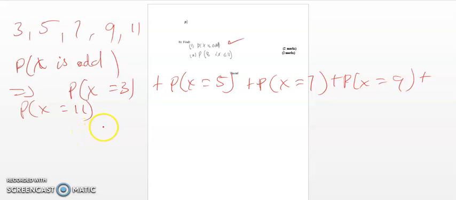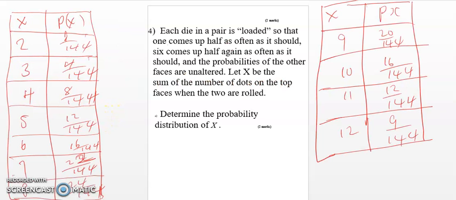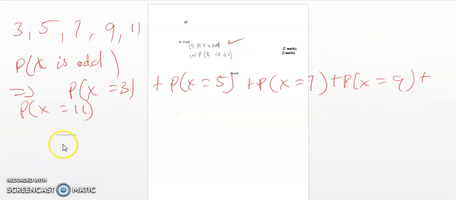If we take all these together, we simply add them. Going back to our previous table, when x is equal to 3, it is something over 144, add when x is equal to 5, it is something over 144, and when x is equal to 7 it is something over 144. When it is 9, it is 20 over 144, and when it is 11, it is 12 over 144. If we add that together, our value will be 0.4861.